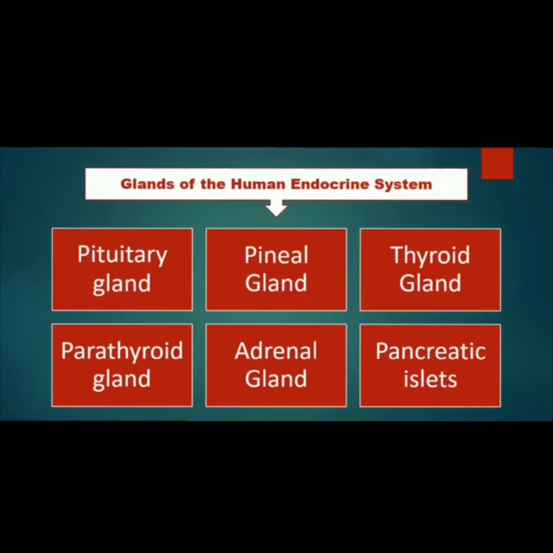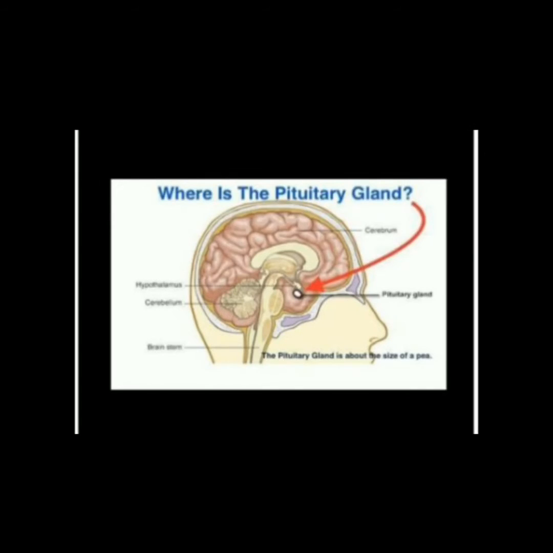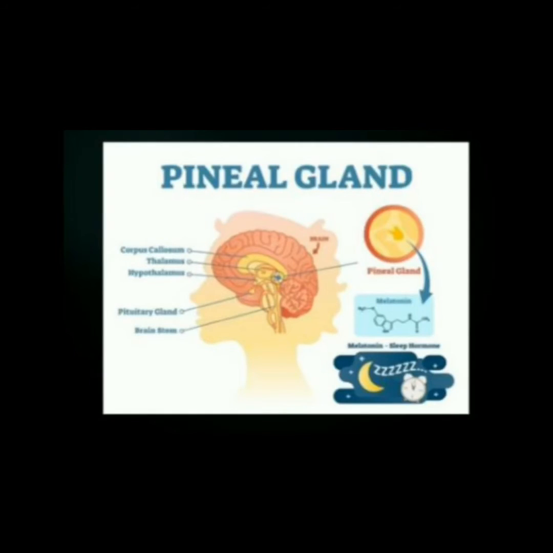The pituitary gland is located in the sella turcica, a cavity at the base of the skull. This gland is connected to the hypothalamus. The pituitary consists of adenohypophysis and neurohypophysis. The pineal gland. It synchronizes the circadian rhythm, regulates the mood and sexual maturation.